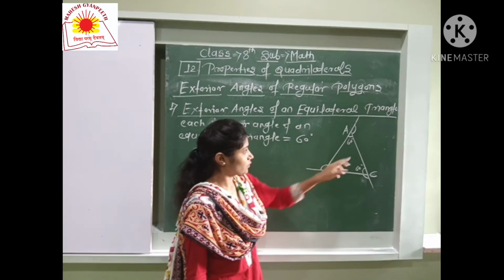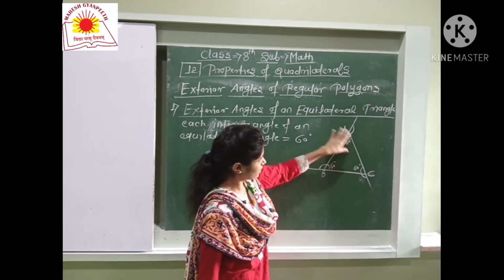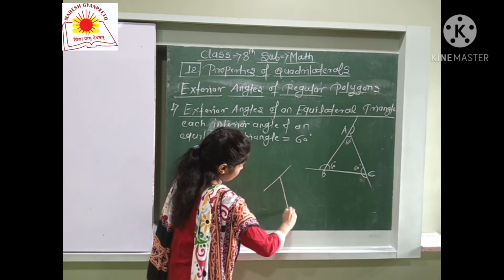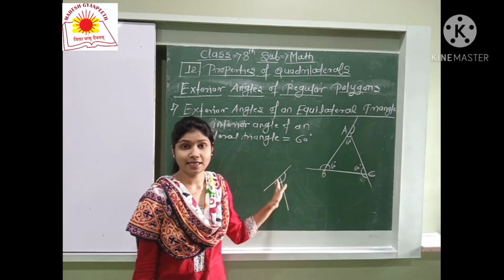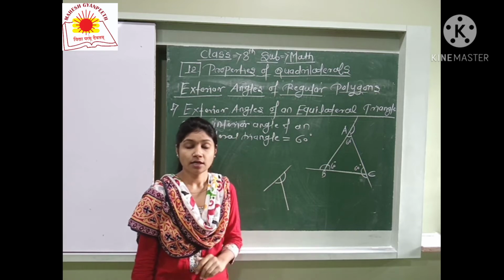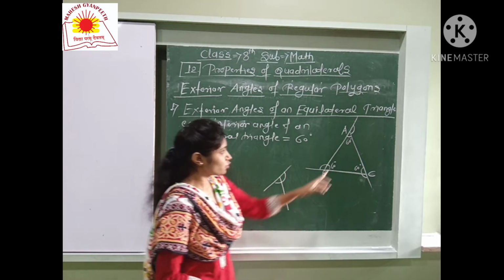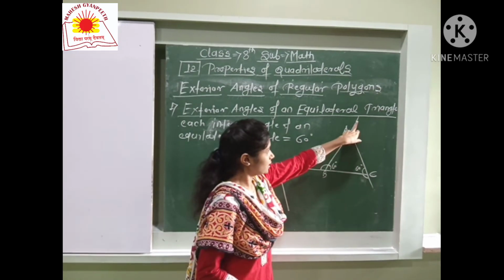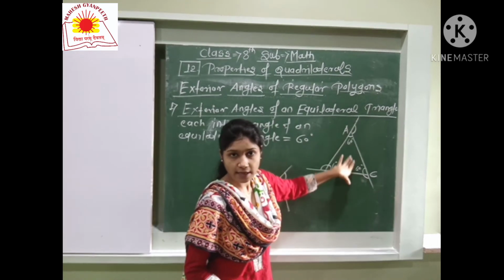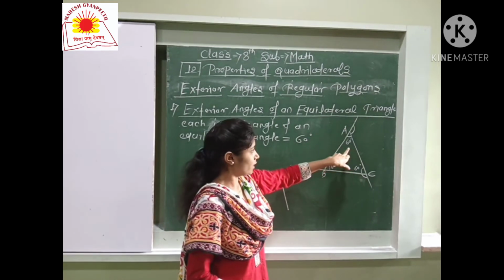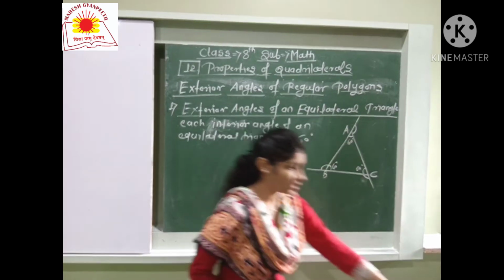Okay, students, now see here. All of you know this angle. What is the name of this angle? It is called a linear pair angle. And what is the measurement of the linear pair angle? It is 180 degrees. Okay, so you have to apply it here. This angle is a linear pair angle. So you have to use it here. The interior angle is 60 degrees. Then how to find the exterior angle?